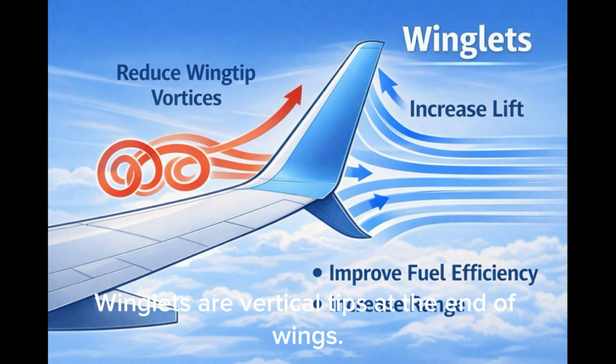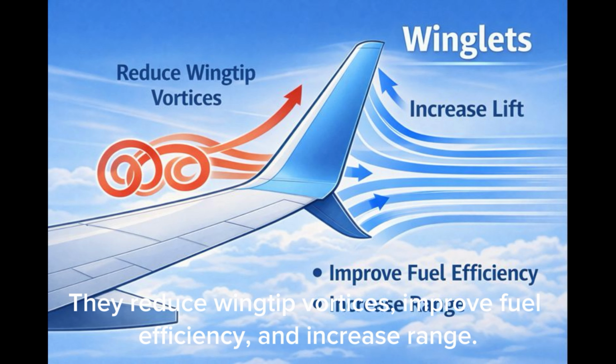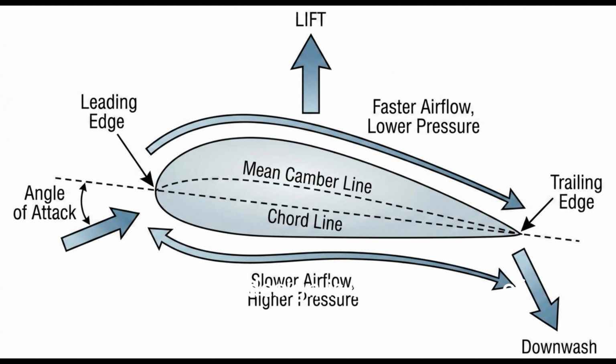Winglets are vertical tips at the end of wings. They reduce wingtip vortices, improve fuel efficiency, and increase range. Airplane wing design is a perfect mix of aerodynamics, strength, and efficiency. Every curve, angle, and component plays a role in keeping aircraft safely in the air.